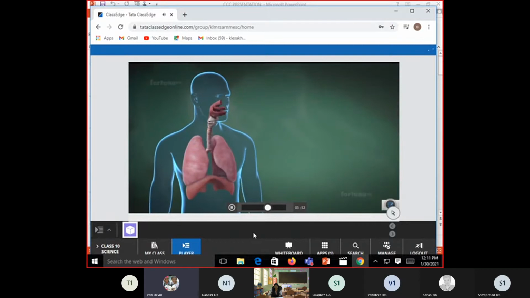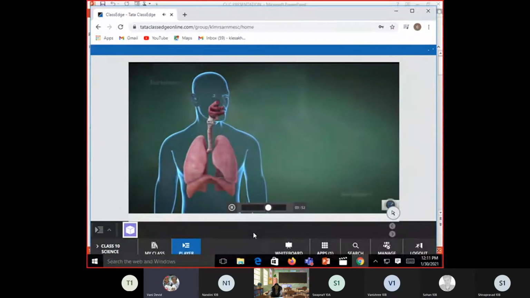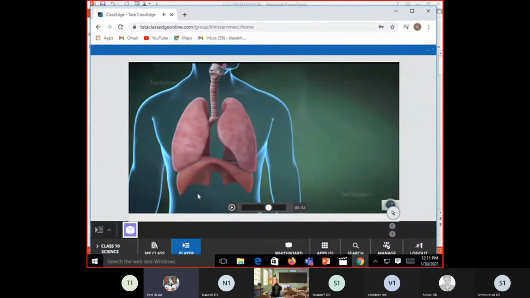Now let's take a look at what's actually taking place when you breathe. As you breathe, what is this part called? Diaphragm, teacher. Very good. Diaphragm. In the process of respiration, this plays a major role.